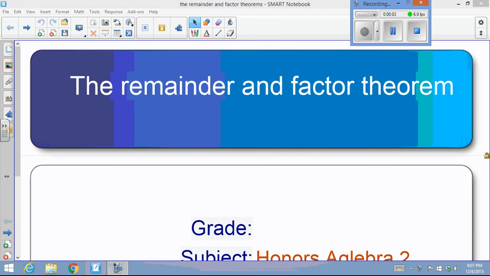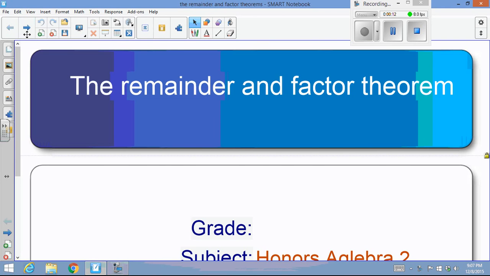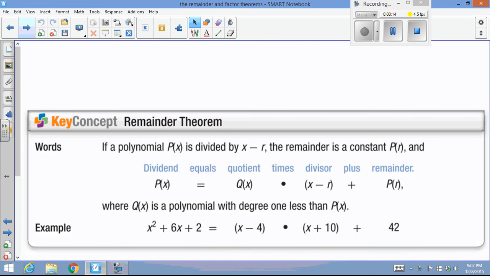Well, hello. Today we're talking about the remainder and factor theorems. This is pretty easy, so hopefully you'll find it easy as well. So let's start. The first thing we're going to talk about is the remainder theorem.